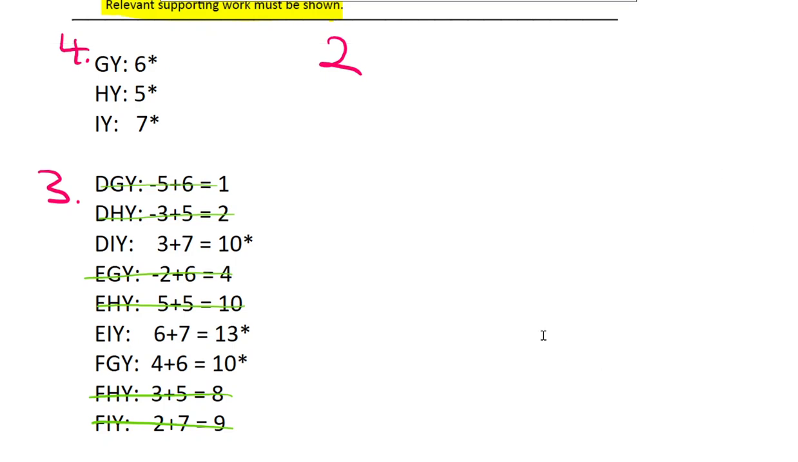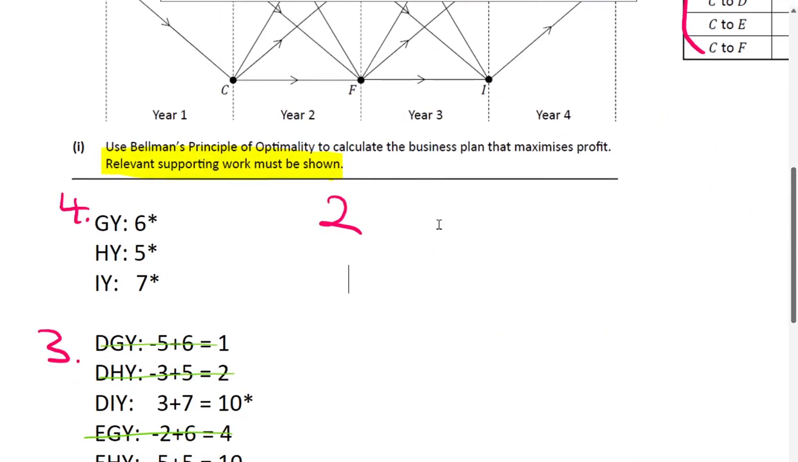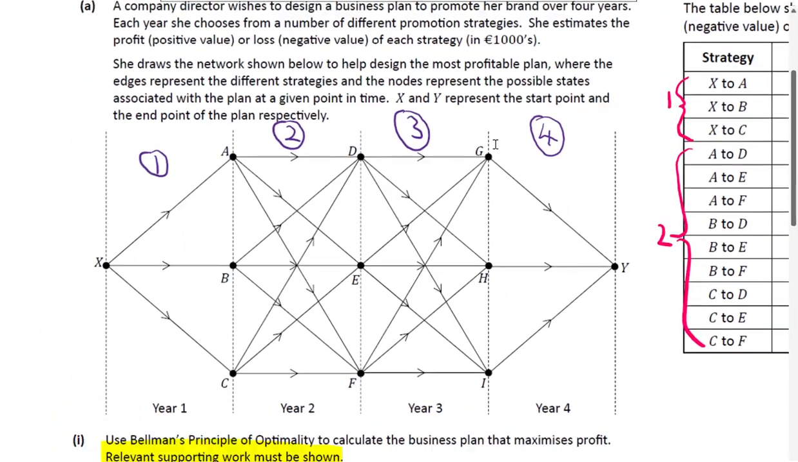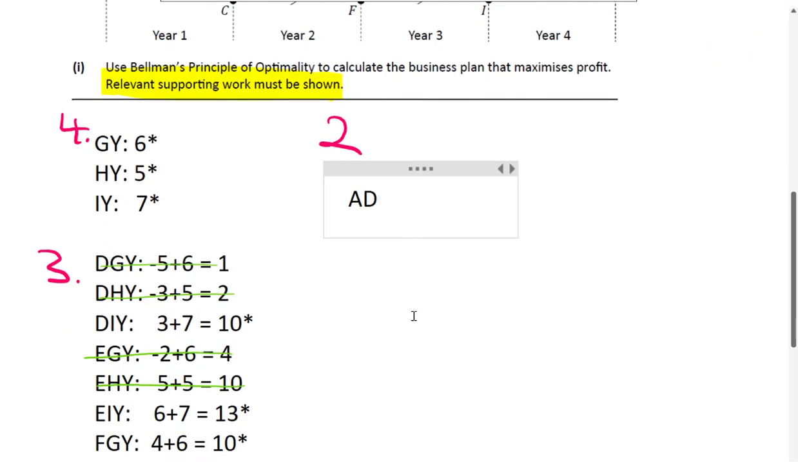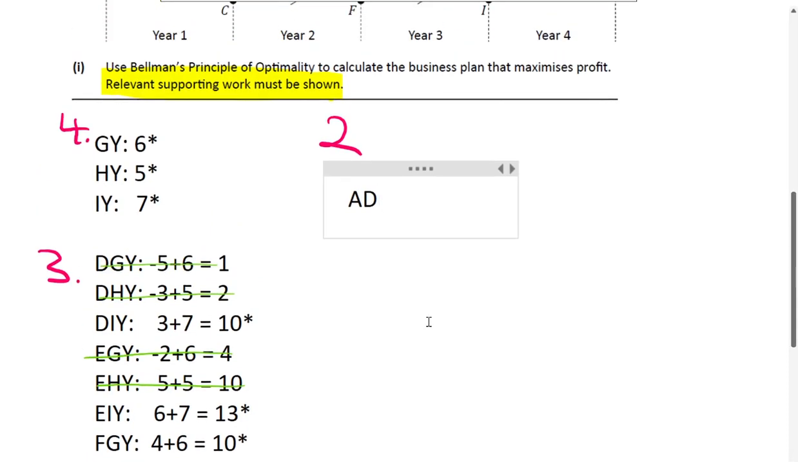Stage 2 then becomes, nodes A, B, and C are the starting nodes in stage 2. So it's A to D. Now here's where it begins to make sense. What is the optimal path from D? And the optimal path from D is DIY. So the optimal path from D is here. So if you find yourself at D, you finish up with DIY.